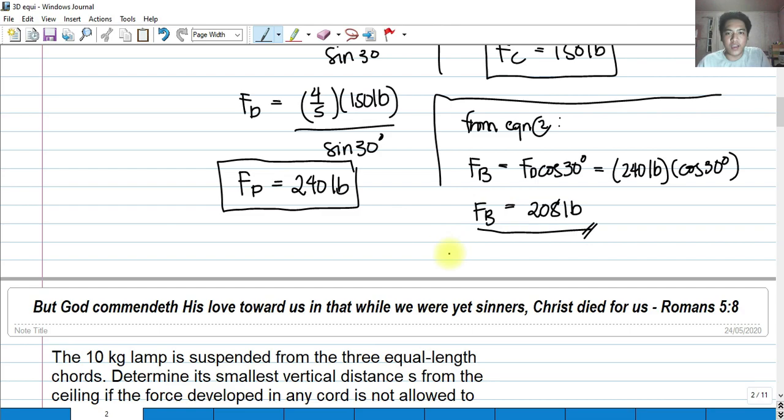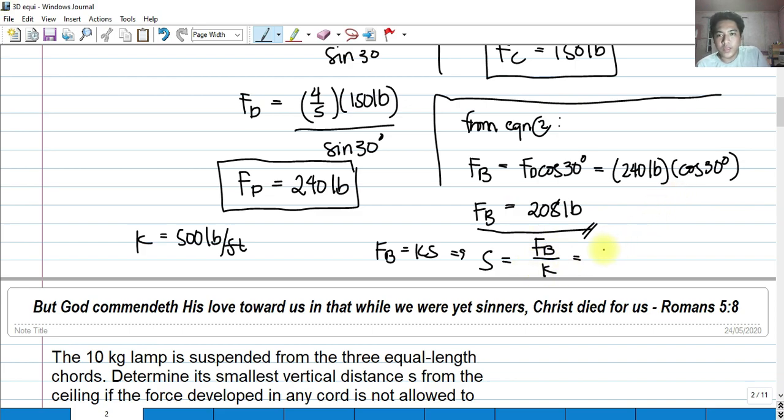is the stretch. So we have F sub B equals Ks, and we are given a K a while ago, that is 500 pounds per foot. So we need to get S. That's what we are trying to get. S would be F sub B all over K, and that would be 208 pounds all over 500 pounds per foot. And that's the stretch in the spring.